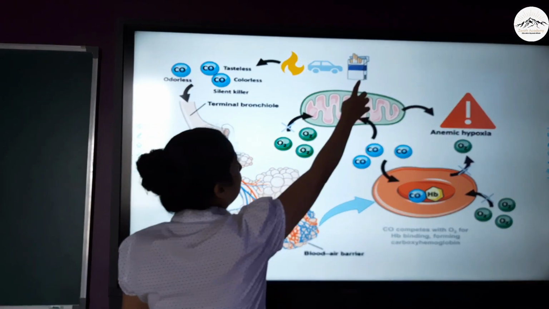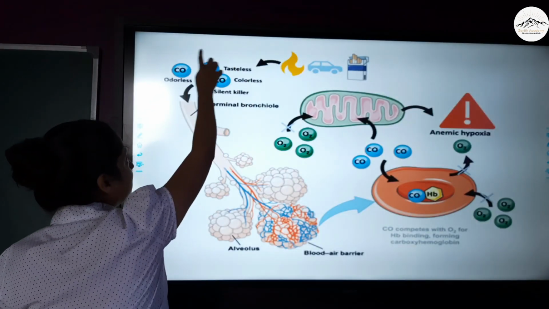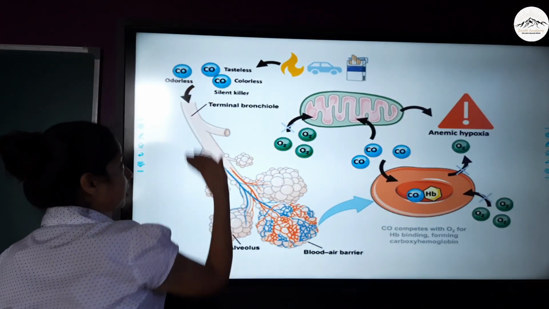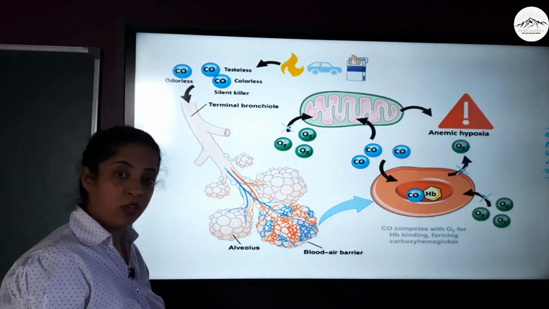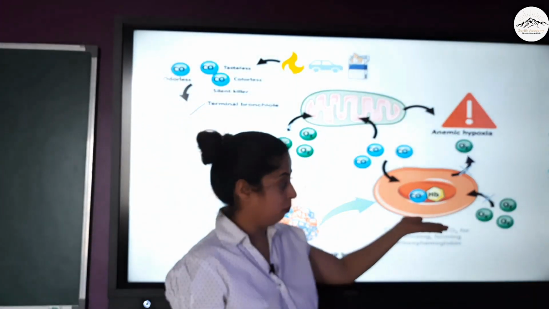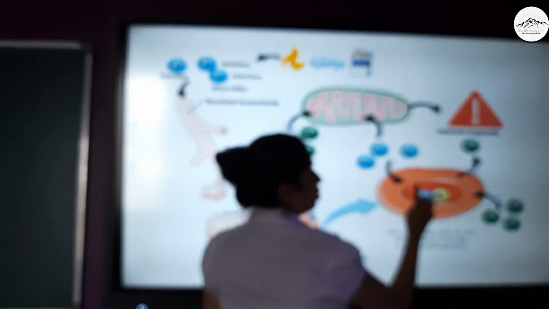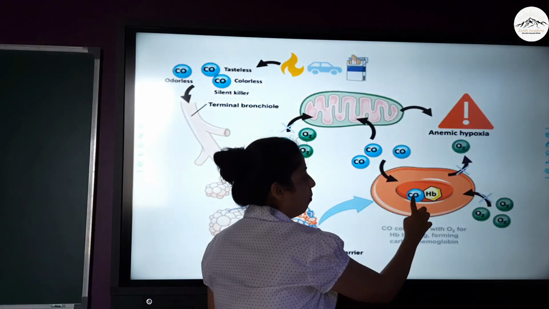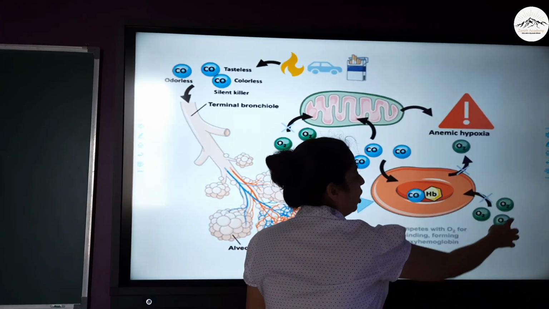Here you can see the tobacco smoke, the exhaust of cars and automobiles, and burning of fuel releases carbon monoxide. This carbon monoxide is a tasteless, colorless and odorless gas. It is a silent killer. When our lungs take in this carbon monoxide, it reaches our alveolus, where it comes in contact with the blood. Here in the RBC you can see that carbon monoxide is there and oxygen is also there. Hemoglobin prefers to form a compound with carbon monoxide, so a complex of carbon monoxide and hemoglobin has formed, and therefore it is blocking oxygen.